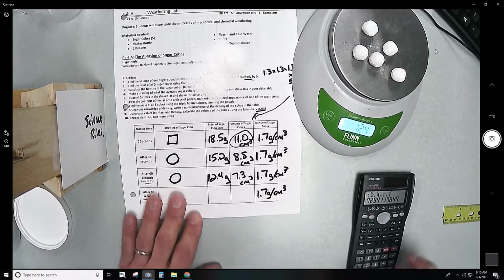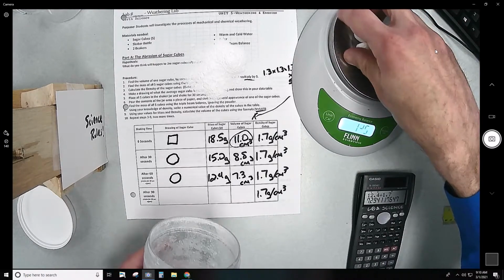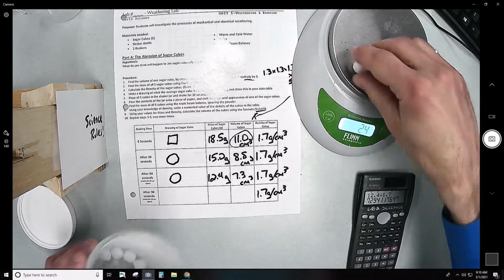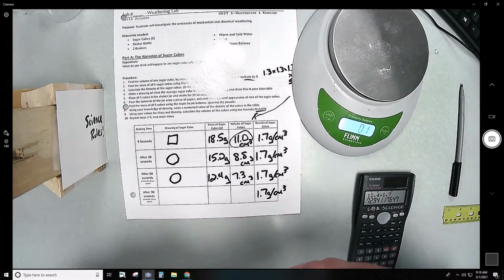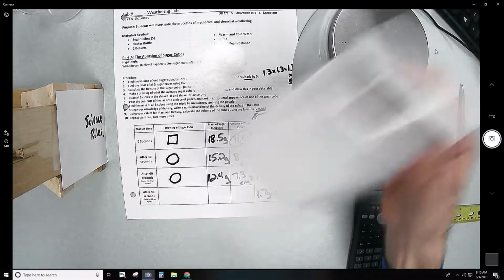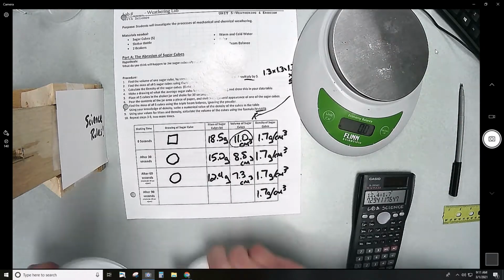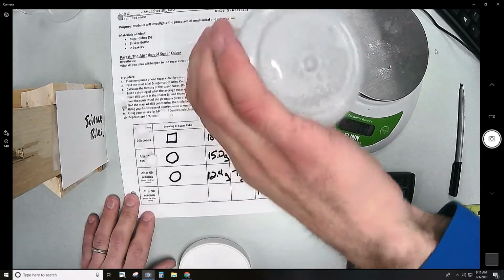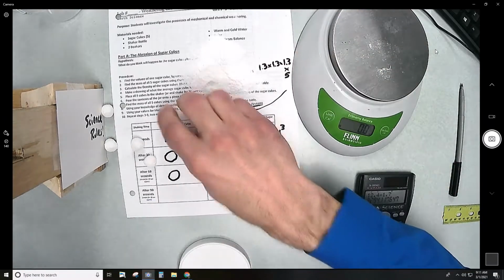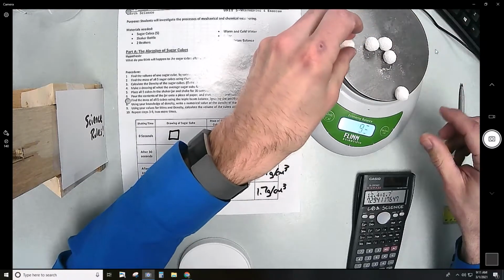Okay. And one more time, I'm going to put them back in the jar, shake them all up again, and that'll be our last trial for all of these. And you'll get one more set of data. Okay, so shaking again. All right, a couple more. Put them all out again. Measure their mass, and you can see they're pretty nice round shapes now.